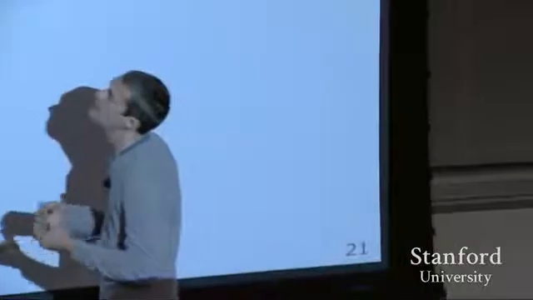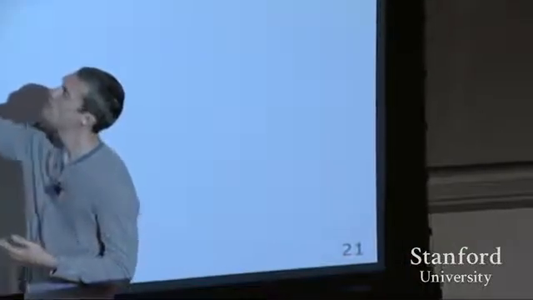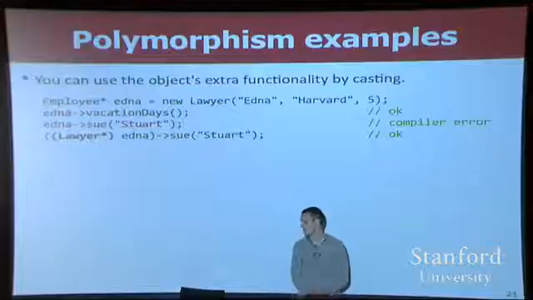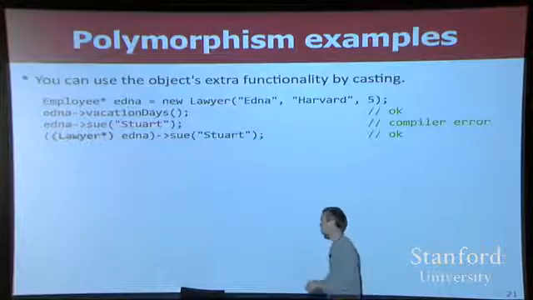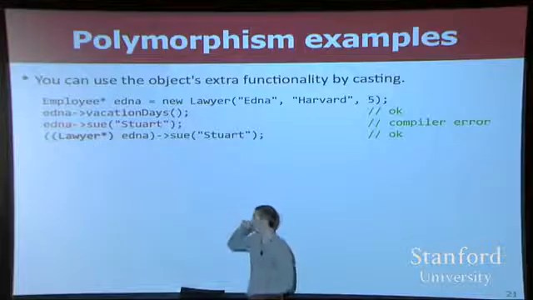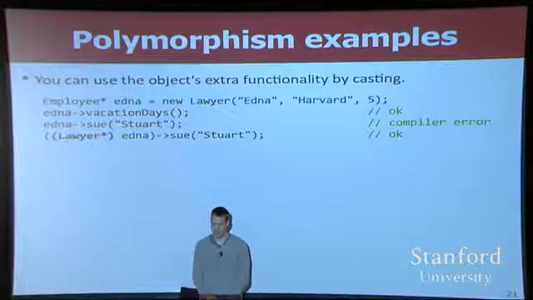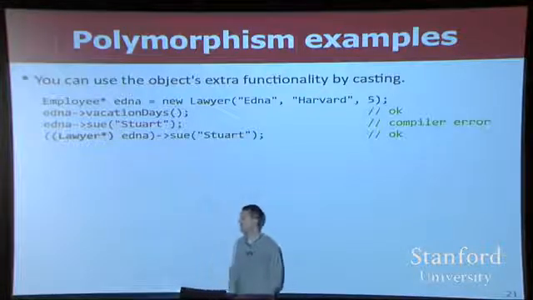If I call vacation days, it works. If I say I want to sue somebody like Stuart, then actually that line of code doesn't compile. And this is surprising, I think, for people. I was just saying a second ago that you could do this and that this would work in general. But that particular line, the one that's in red where I'm trying to sue Stuart, that one does not compile. Do you know why that would happen?